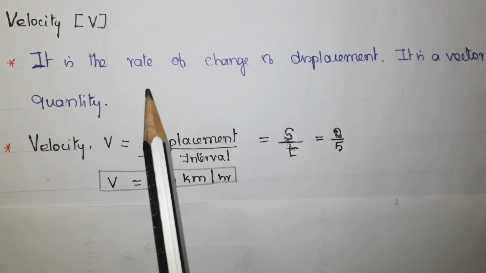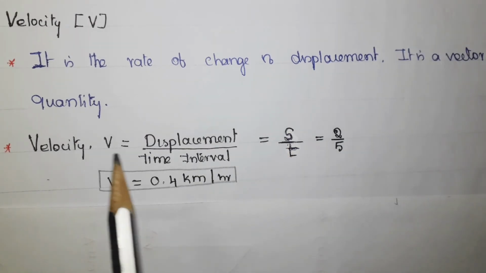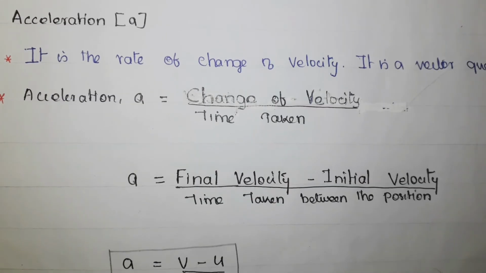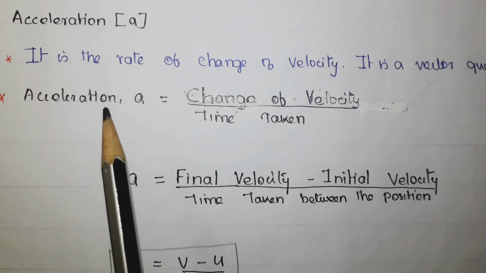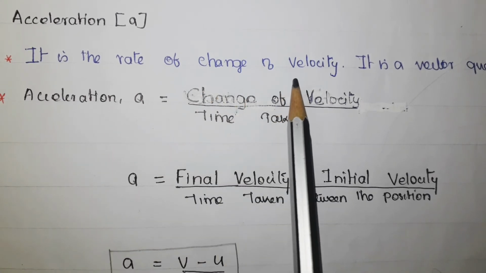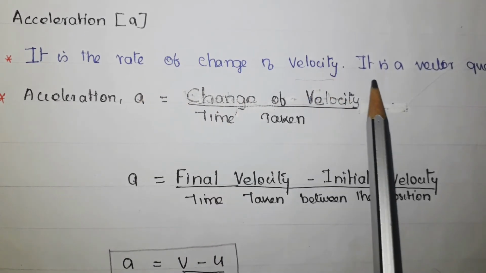Note this one, velocity is equal to rate of change of displacement. Moreover, it is a vector quantity. Then the next important parameter is acceleration, and the corresponding definition is it is the rate of change of velocity. Just note here it is a velocity, rate of change of velocity. It's a vector quantity.